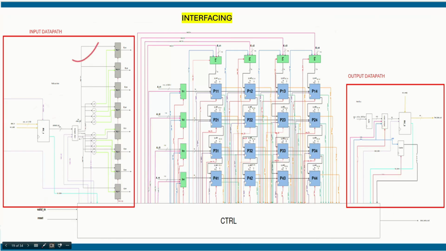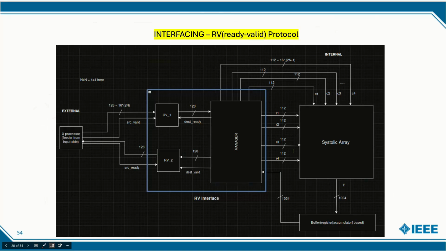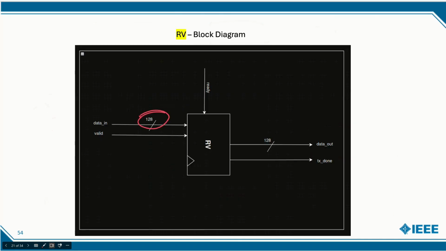So it's the input and output data part, and it's the overall interfacing structure. Here is the systolic array, and we are using ready-valid, so our interfacing is basically a handshake model. That RV is nothing but a register which operates on ready-valid architecture. It will give the same output as the input, but the twist is that it will first see the ready and valid signals.